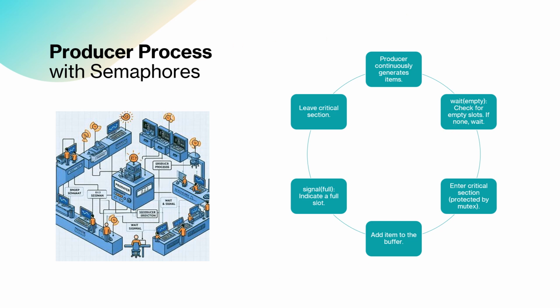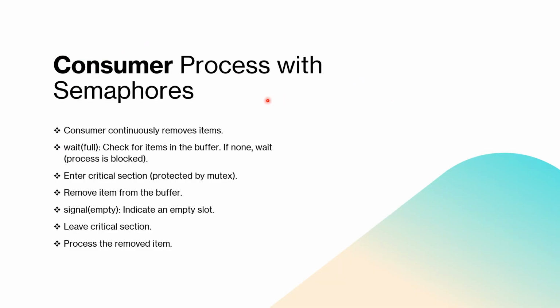Now let's come to the consumer's process. What the consumer process does with semaphores is it continuously removes the item. For example, if P1 produces an item and stores it in the buffer, the consumer removes the item from the buffer and consumes it. Wait: check for the items in the buffer. If there are none, then wait. The process is blocked from entering the buffer. First, the item has to be in the buffer. Then only the consumer can remove the thing from the buffer.